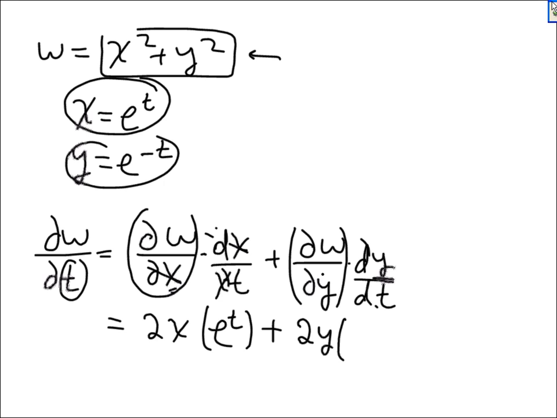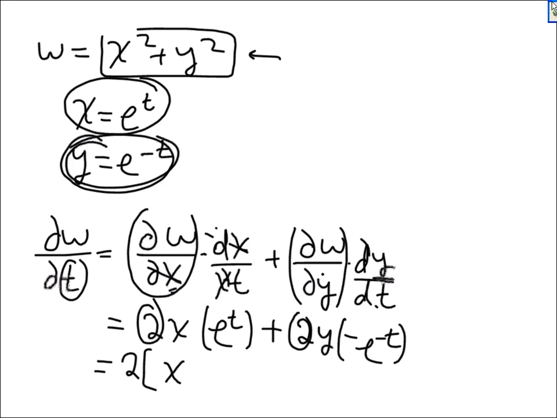Then I'm taking partials. When I'm about to take dy dt, there's only y's and t's. We're not holding any variables constant. dy dt is negative e to the negative t. So now we're down to algebra. I can clearly factor out a 2. And then what's left is x e to the t minus y e to the negative t.